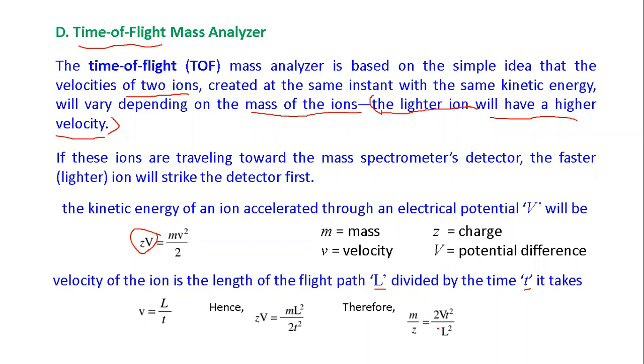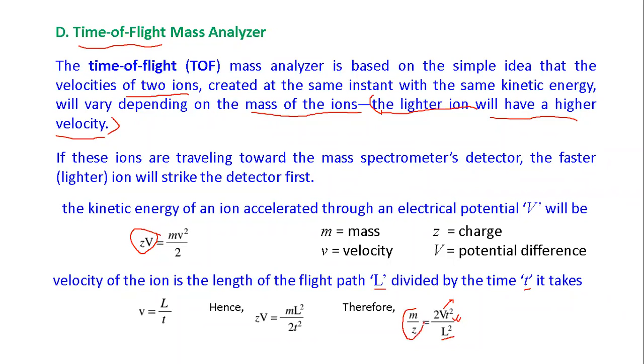Now in a mass analyzer, particularly in time of flight, you need a potential difference, so you have to apply an electrical field, and you have to give a certain distance to cover. You allow the ions to travel through a certain distance in the analyzer up to the detector. That is L, so L is fixed. In any time of flight mass analyzer, L is fixed. V, the potential you apply, is also fixed. The only thing you don't know is t.